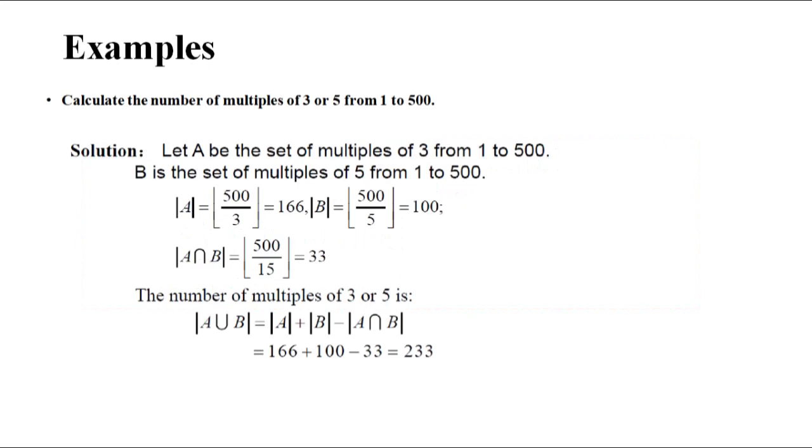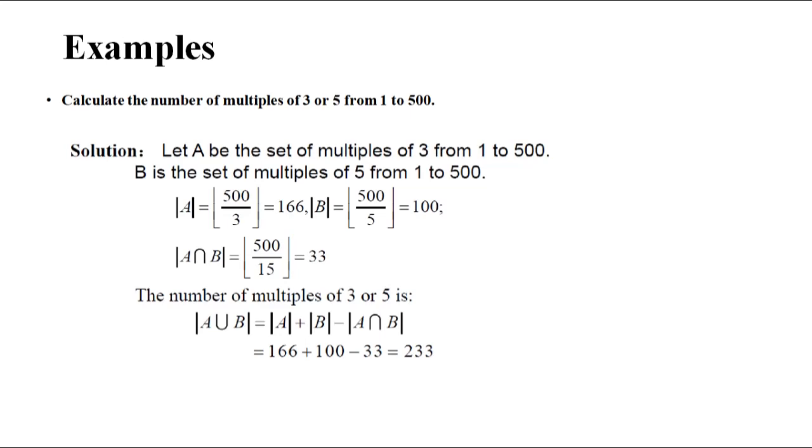Here is a simple example: calculate the number of multiples of 3 or 5 from 1 to 500. Let A be the set of multiples of 3 from 1 to 500. How many multiples will be there? 500 by 3.